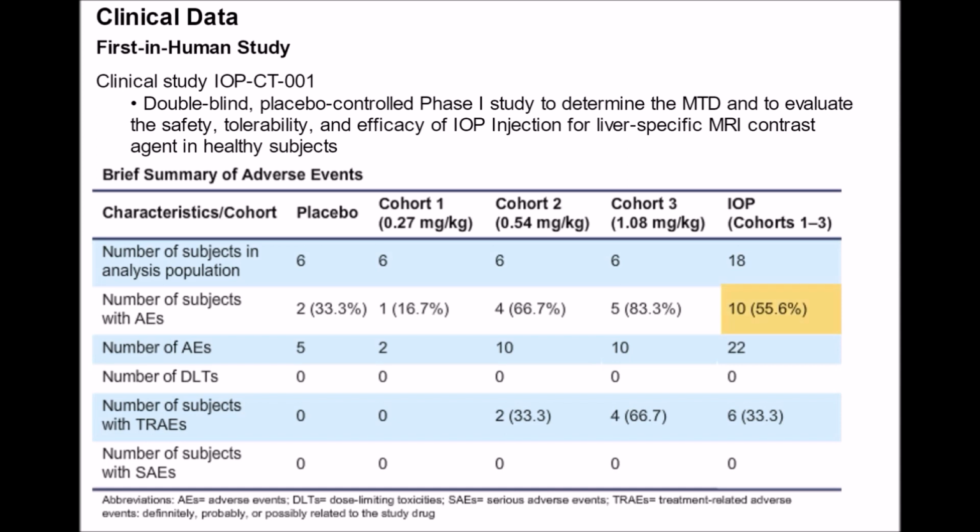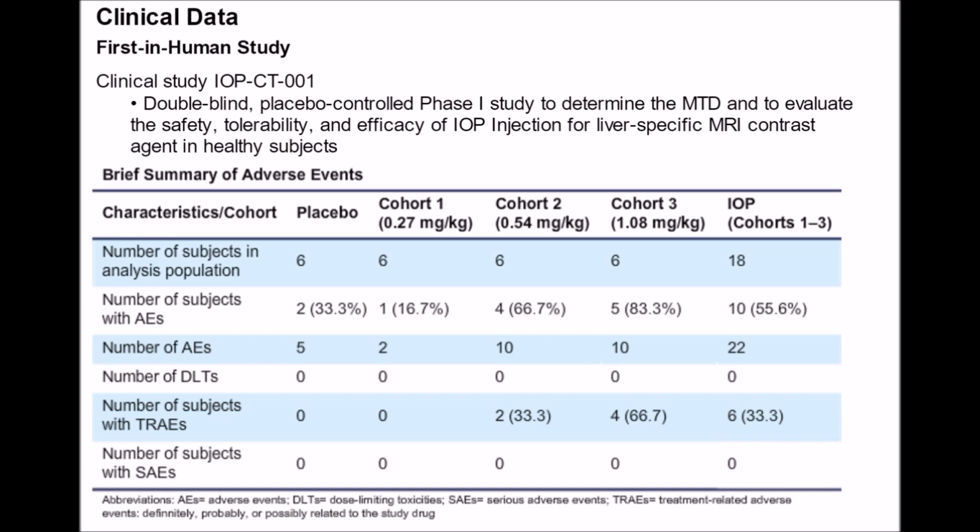10 subjects across all 3 cohorts experienced at least one adverse event, with a total of 22 adverse events reported. All of these adverse events were Grade 1, non-serious events, and none required any action to be taken during the study. There were no serious adverse events and no dose-limiting toxicities were observed during the 14-day monitoring period.